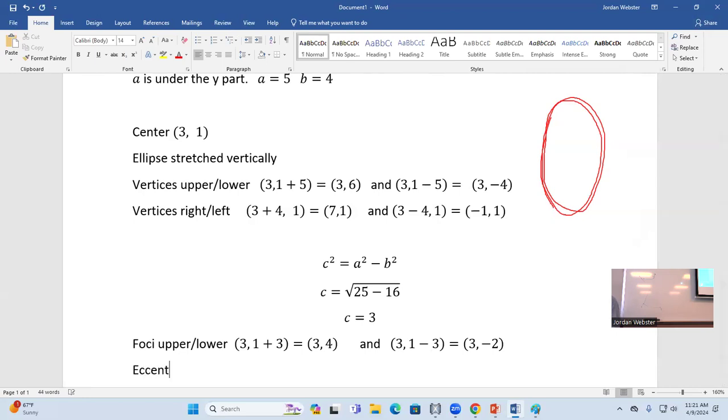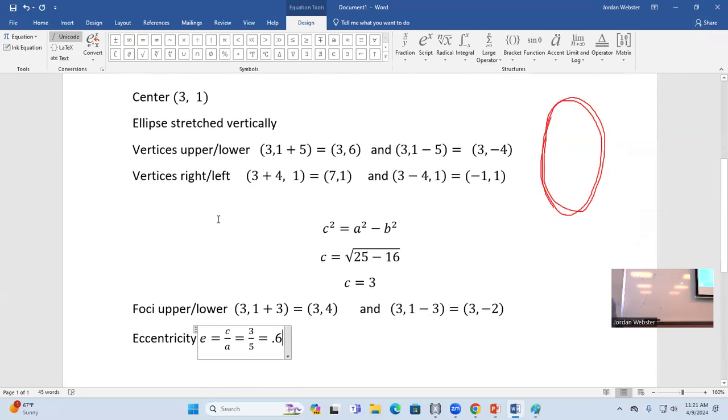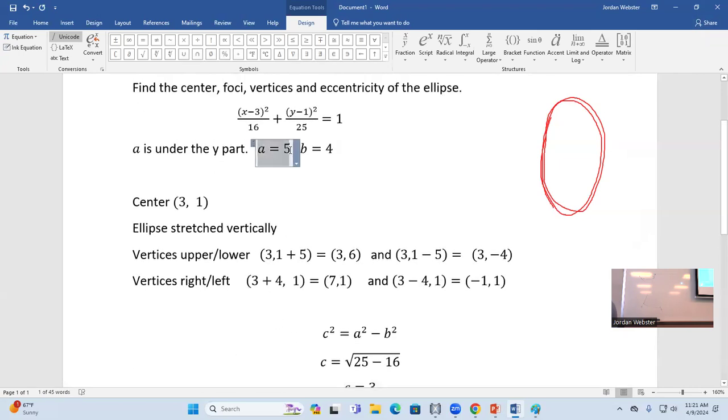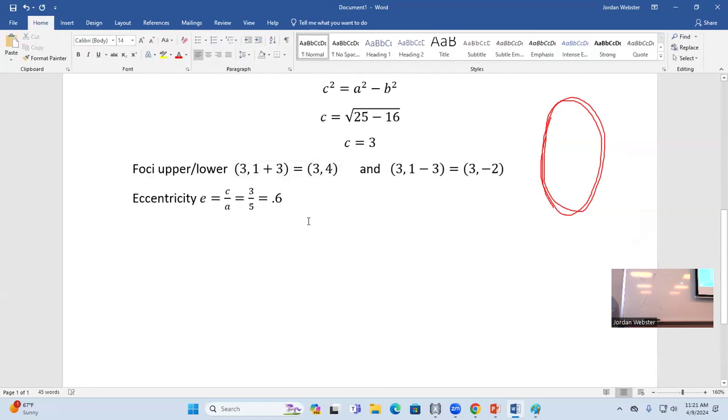Lastly, the eccentricity. Sometimes you call this E. It's C over A. So it's pretty easy. We found C is 3, A is 5. So the eccentricity here is 0.6. And again, that's just a number to tell me how stretched out my ellipse is.